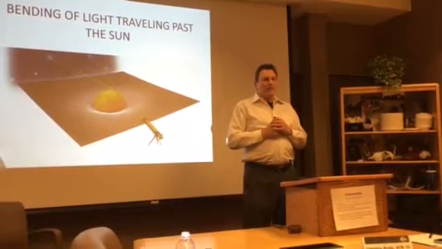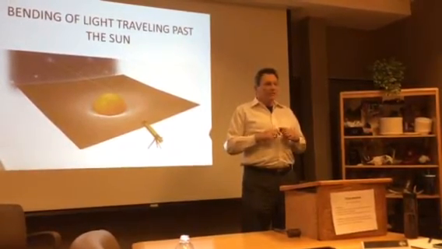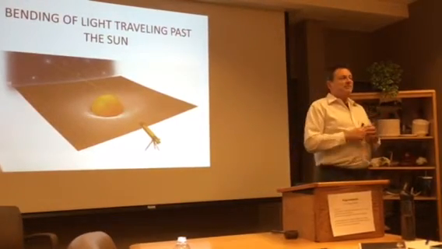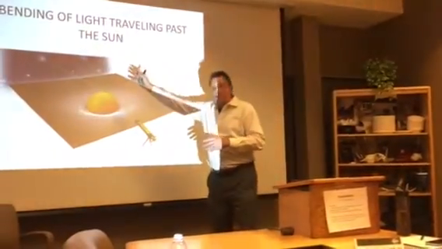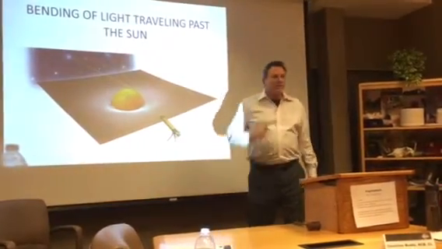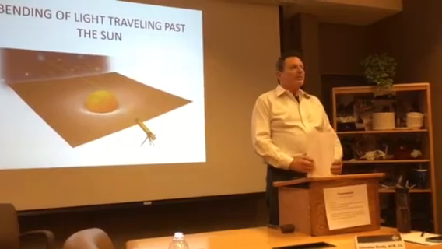May the 29th, 1919, Arthur Eddington, the British astronomer, went down to the Isle of Principe off the coast of West Africa, and he was able to camp out there, photograph these stars before the eclipse and then during. Now, it wasn't until November of that year that Einstein's theory was proclaimed accurate.